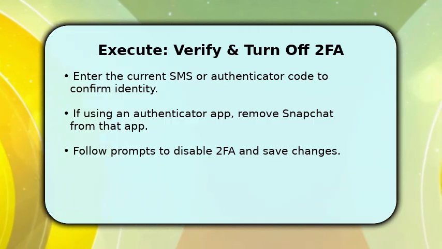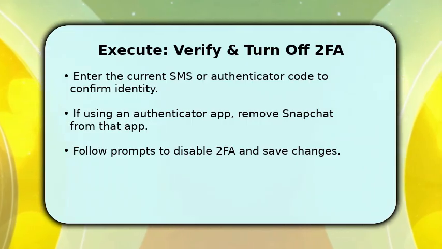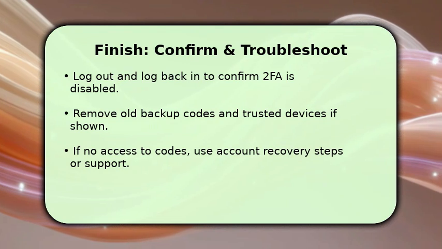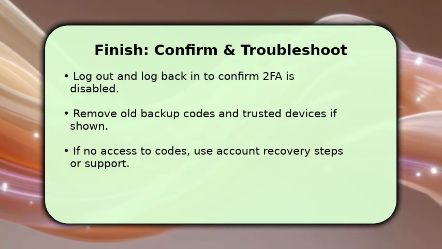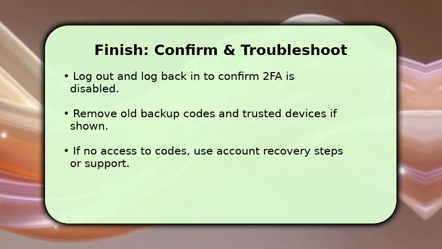Once disabled, the app confirms the change. Check that two-factor authentication now shows as off. Finish by signing out and signing back in to ensure the setting applied. Remove any leftover backup codes or trusted devices from settings to avoid confusion later.